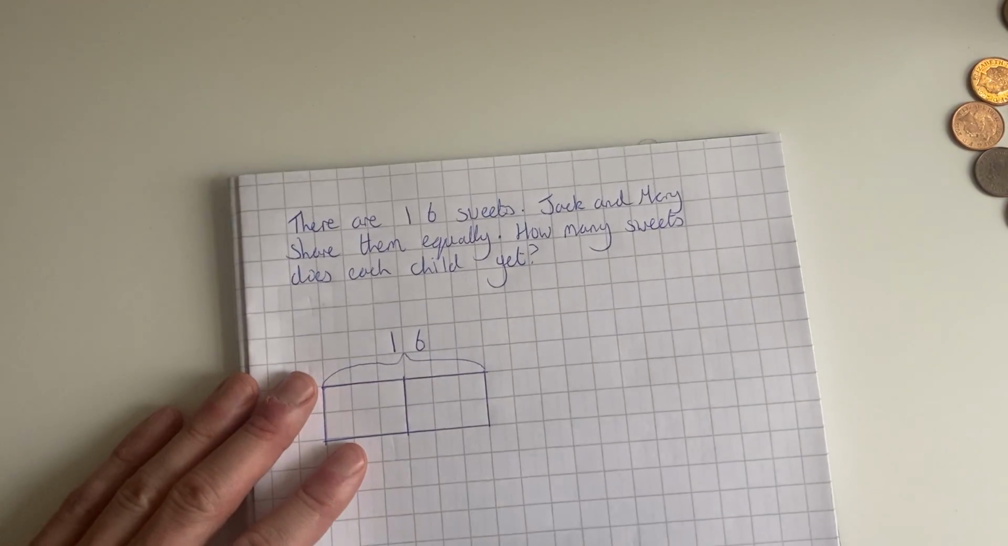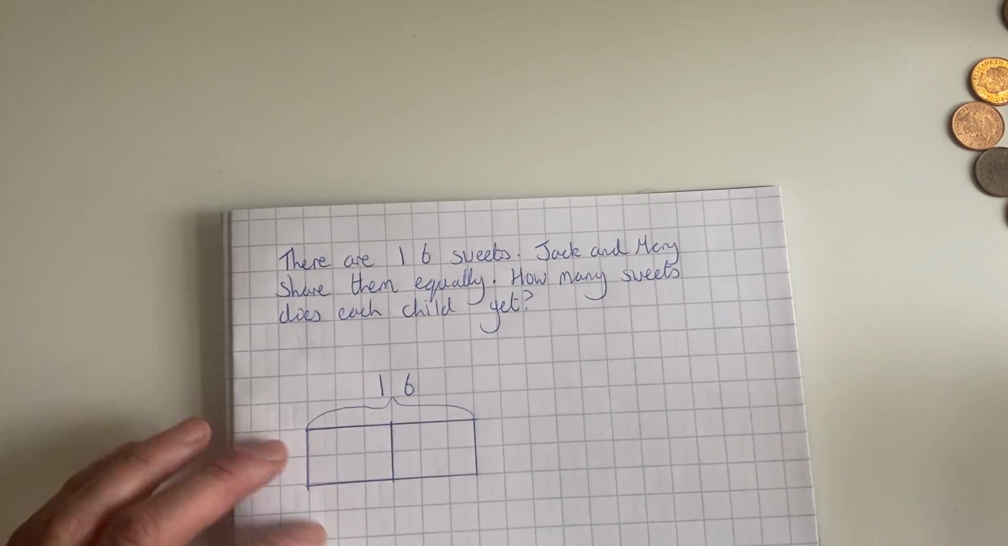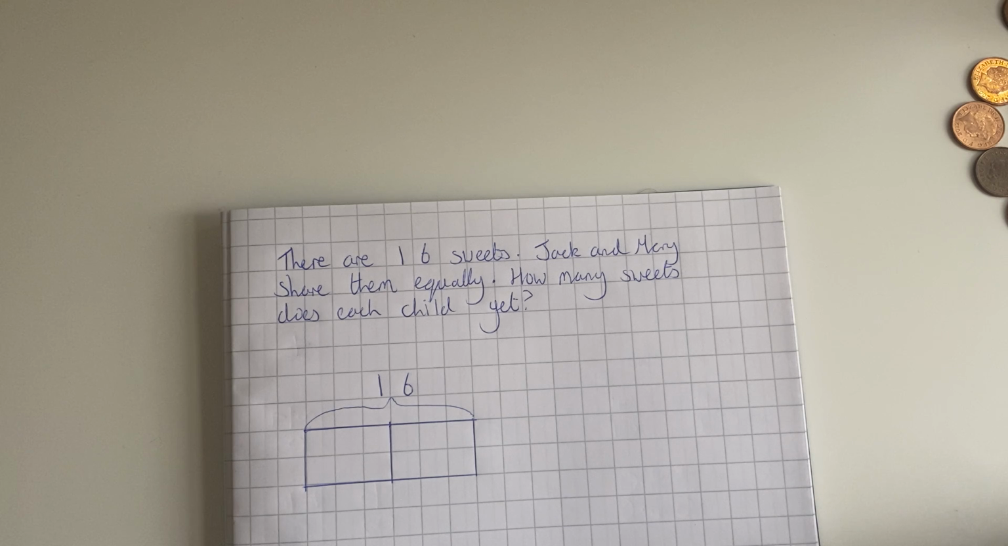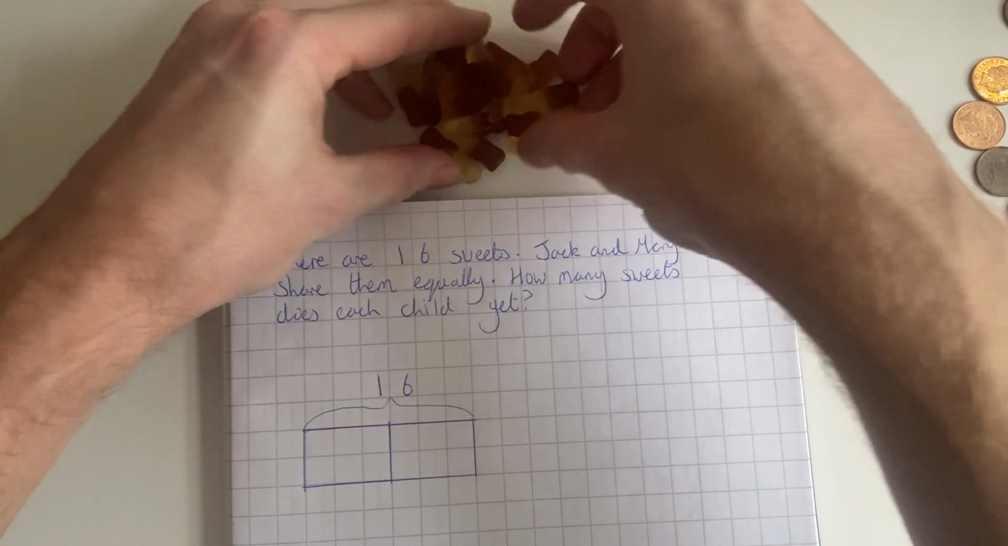The last question is about sharing. Now sharing is a bit different. It says that in our question there are 16 sweets. Jack and Mary share them equally. How many sweets does each child get? Now here are our sweets.